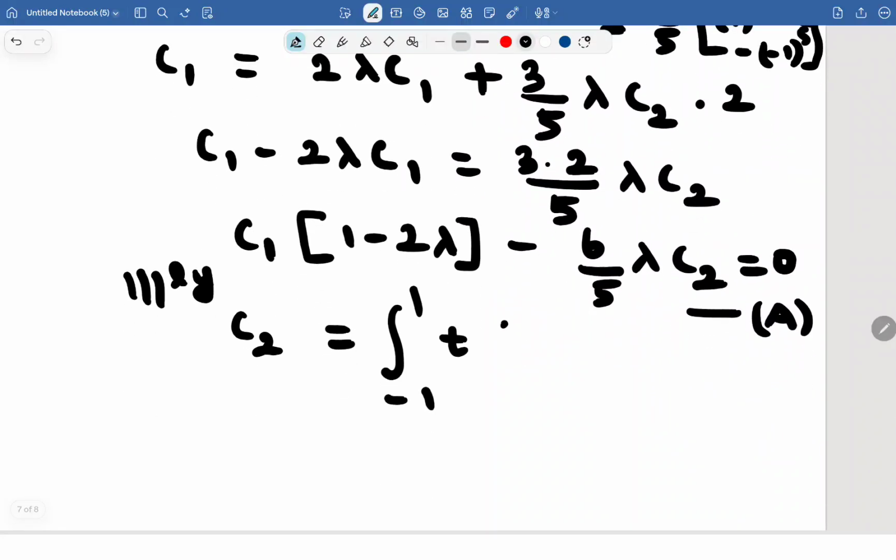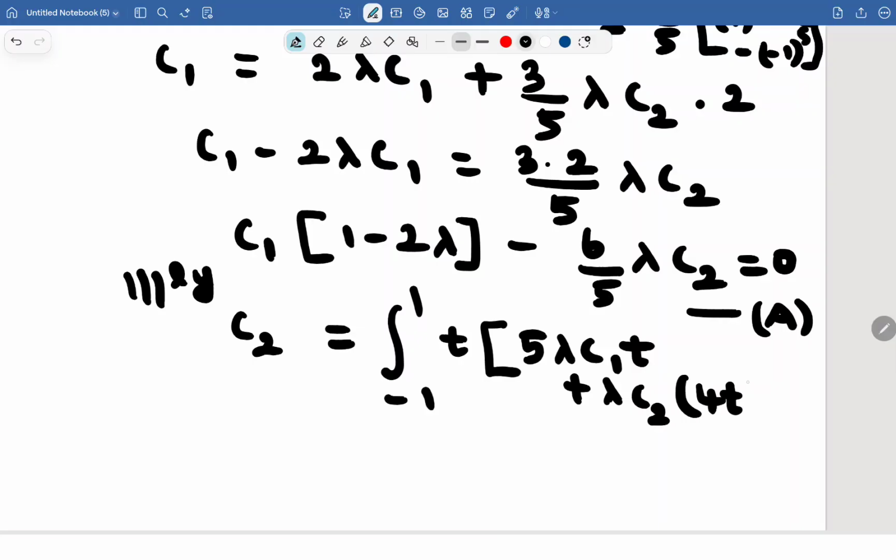y of t. What is y of t? 5 lambda c1 into t plus lambda c2 into 4t square plus 3t, into dt.